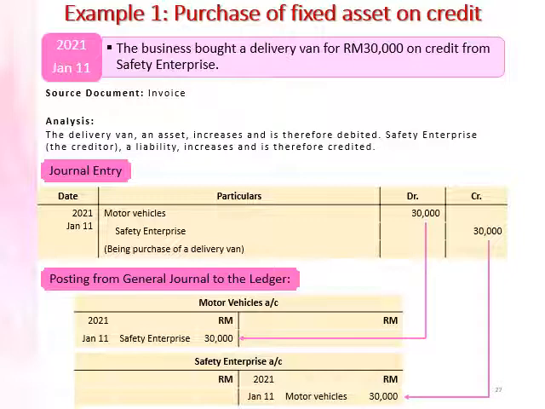For the journal entry, first you record the date, which is 11 January, then debit motor vehicles 30,000 and credit Safety Enterprise 30,000. For the narrative, in the brackets here, you can write down being purchase of a delivery van. To post this double entry to the ledger, we will follow the debit and credit items. For the motor vehicles, we will record 30,000 on the debit side, while for Safety Enterprise, which is the creditor, we will record it on the credit side with the amount of 30,000.